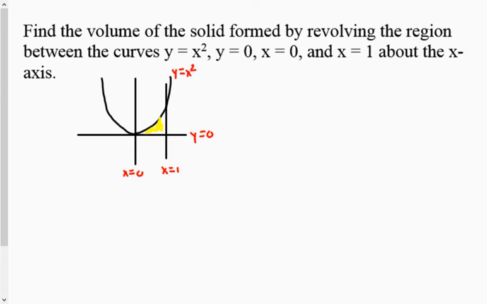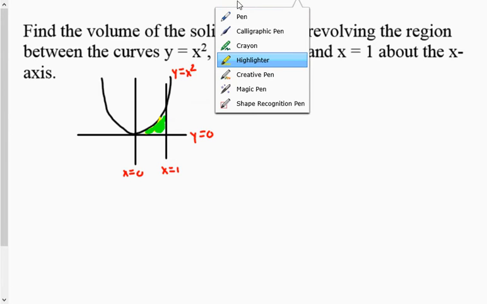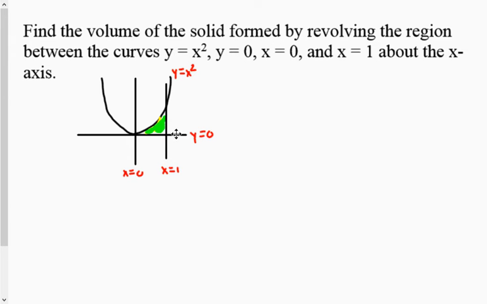With this light bluish green here, teal or whatever this is, that's our region right there. Okay, we're going to revolve that about the x-axis. So when it's about the x-axis, we can keep things in terms of x. So it's going to be pi times the integral. In terms of x, we're going from 0 to 1.